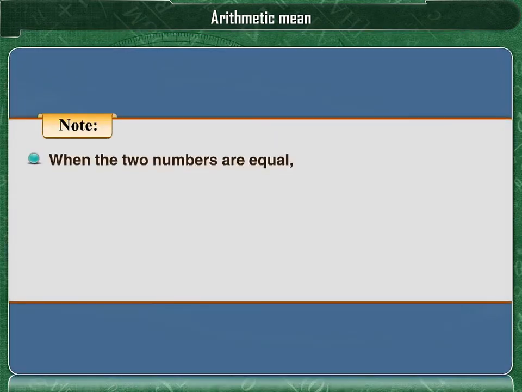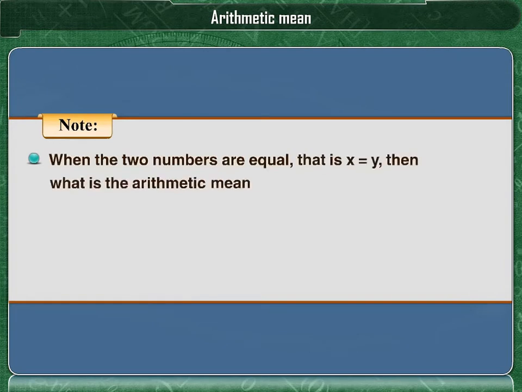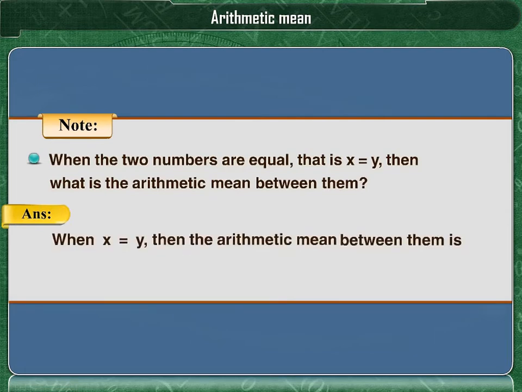When the two numbers are equal, that is x is y, what is the arithmetic mean between them? When x is y, then the arithmetic mean between them is x plus x upon 2, which is x.